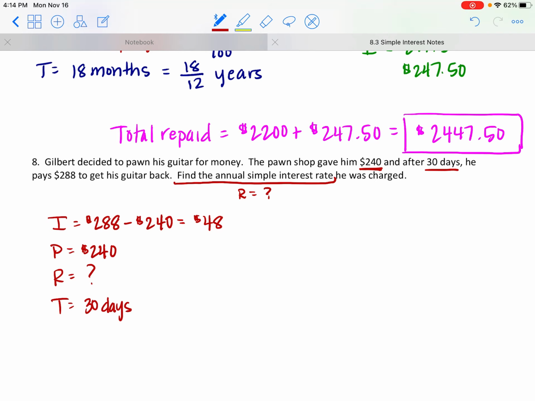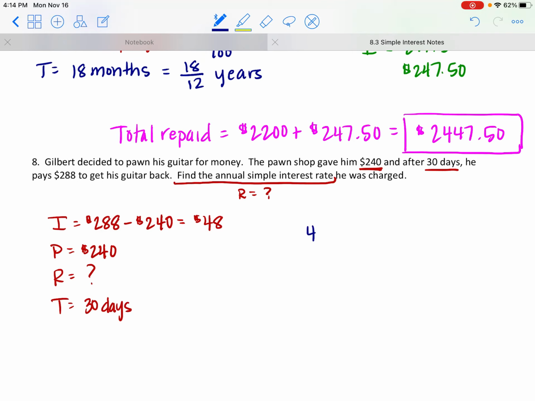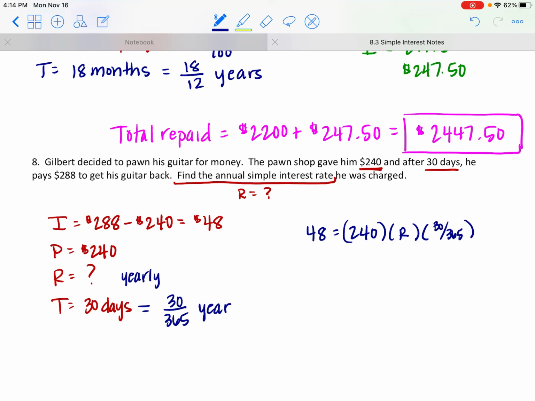Okay? $48 in interest. So now we have 48 equal to 240 times some rate times time. Now, it says to find the annual rate. So if we want this to be yearly, then we want this to be 30 out of 365 days in the year. Okay, so 30 365ths of a year is what we're looking at. So for time, we have to put in 30 over 365.